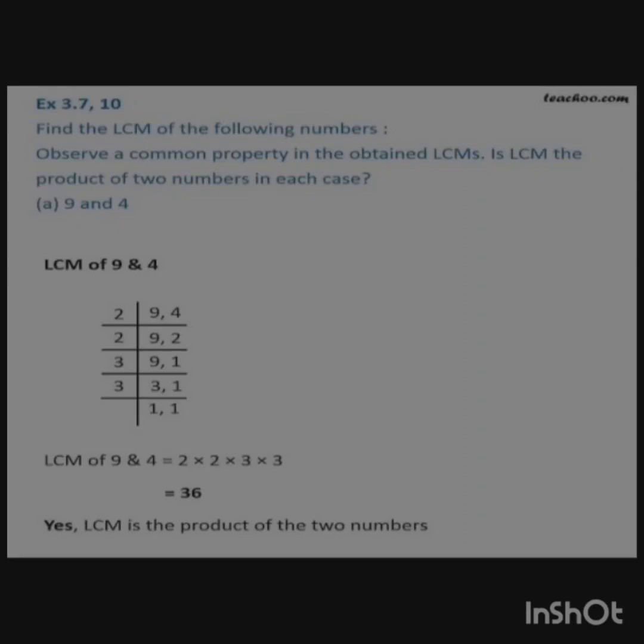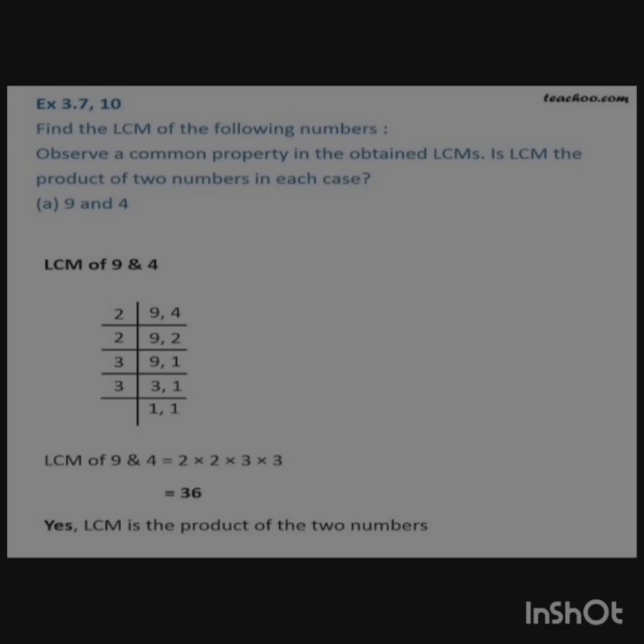Here we want to take a look at another example. We want to find the LCM of 9 and 4. We'll start by dividing 9 and 4 with 2. And what is the reason for this? Because 2 can divide 4 without a remainder, although 2 cannot divide 9. But since 2 can divide one of the numbers, we use 2, the lowest number that can divide any of the two numbers.